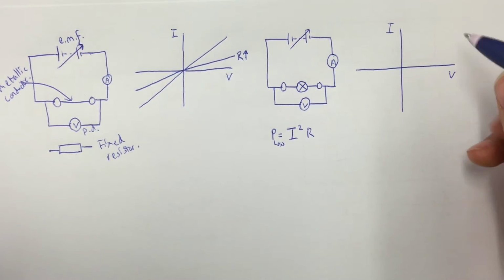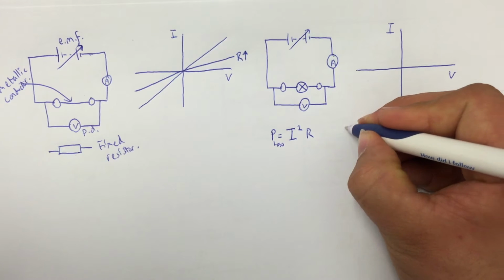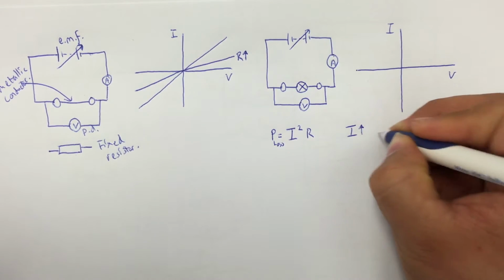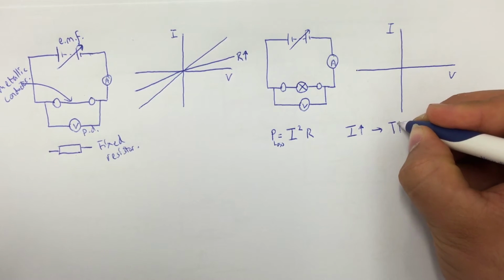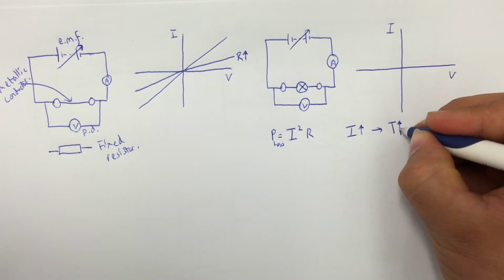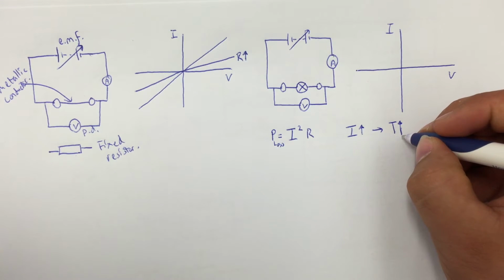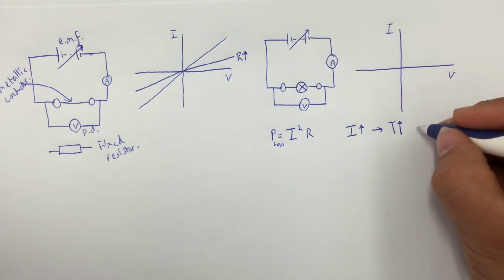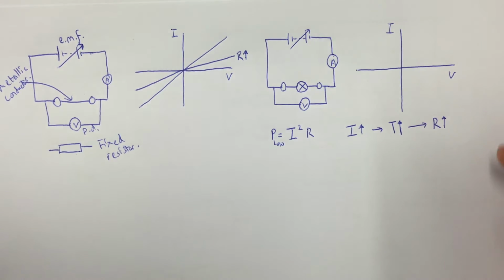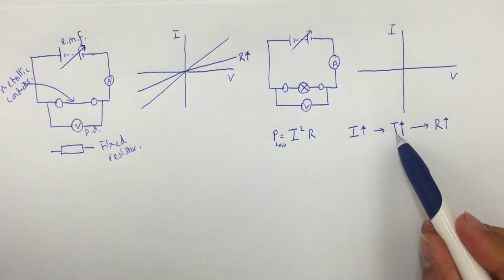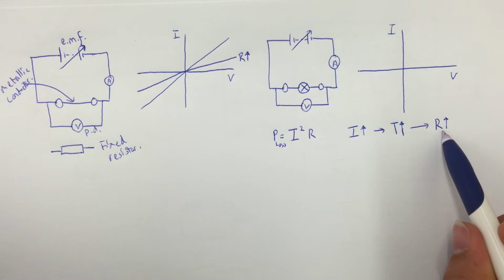So if I increase my current, the consequence of that is usually going to be that I'm going to get more electron-ion collisions, therefore more transfer of kinetic energy, therefore an increase in temperature. And temperature, if you think back to factors that affect resistance, will cause a direct increase in resistance. So if the current increases, that will increase the temperature, which will therefore increase the resistance.